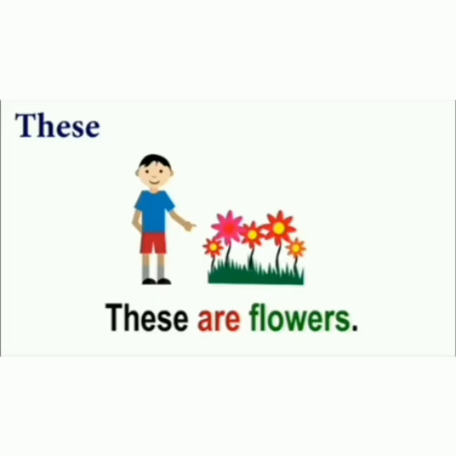Now let's take one more example. These are flowers. Kids, you can see more than one flower, right? एक से ज्यादा है और near है means नजदीक है. So I will say these are flowers.